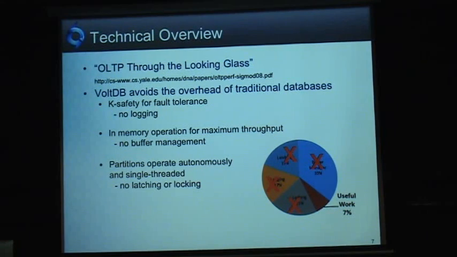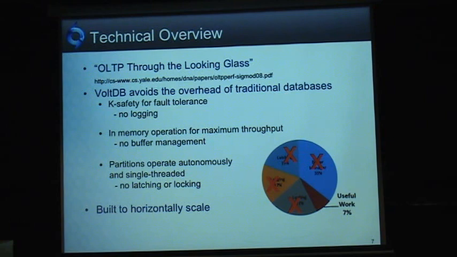And then in a Volt cluster, this partition I'm talking about, it's similar to a shard. You put multiple partitions on a server, you have multiple servers in a cluster. Because these transactions are operating autonomously, if you've got n partitions, you're doing potentially n of these transactions simultaneously in your cluster.